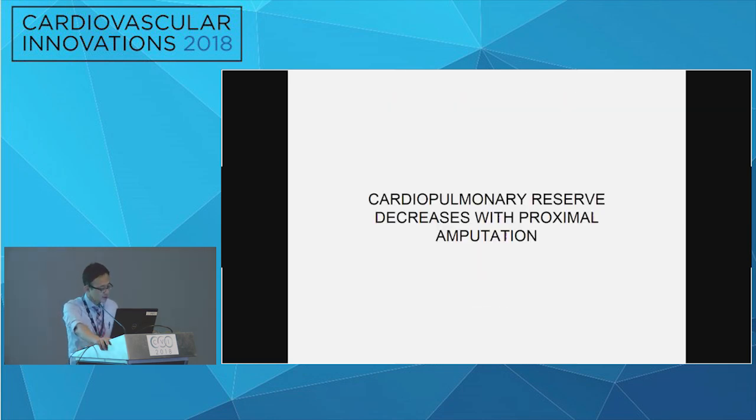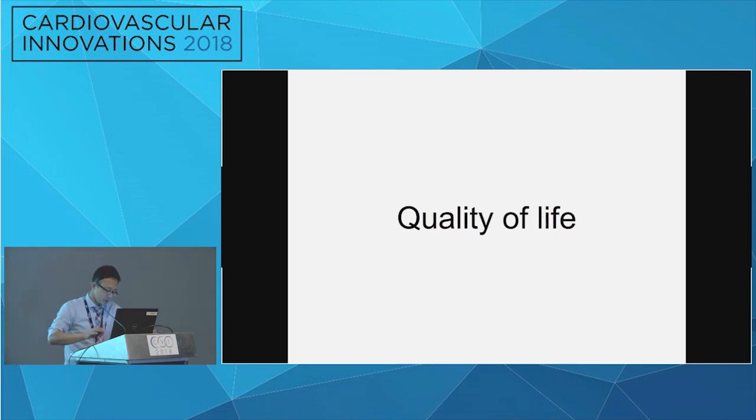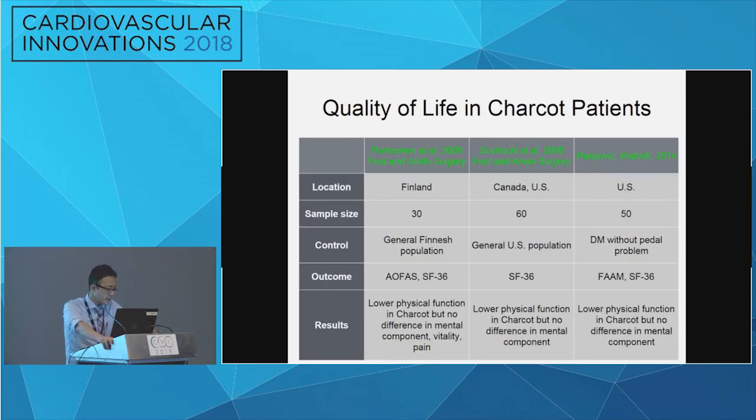Same thing, other studies show the same thing. So cardiopulmonary reserve decreases with the proximal amputation. Again, that statement is false. Actually, there are more data that don't show any difference between the distal versus proximal amputation. What about the quality of life?